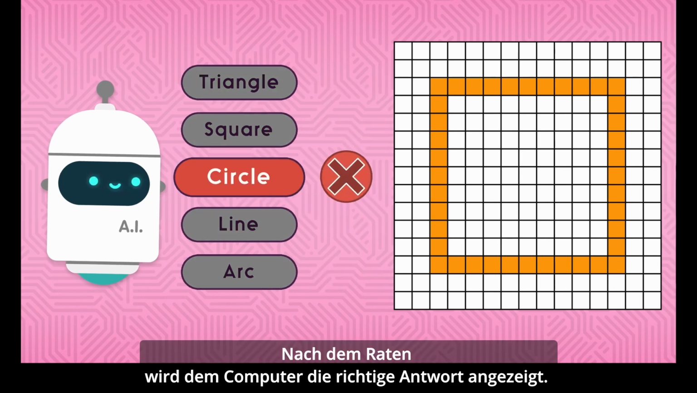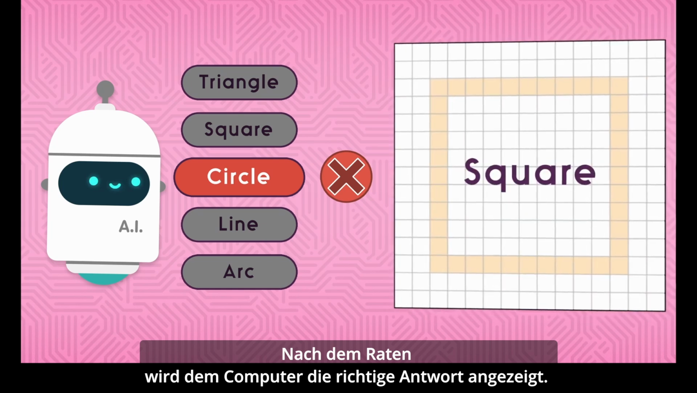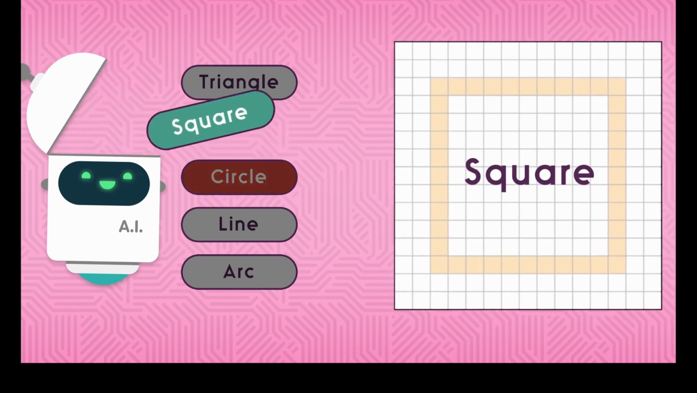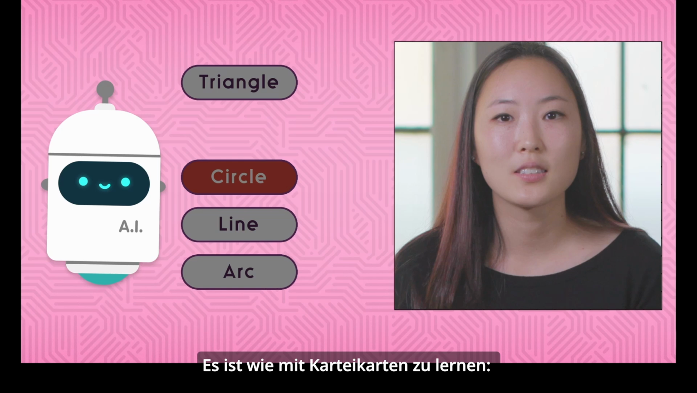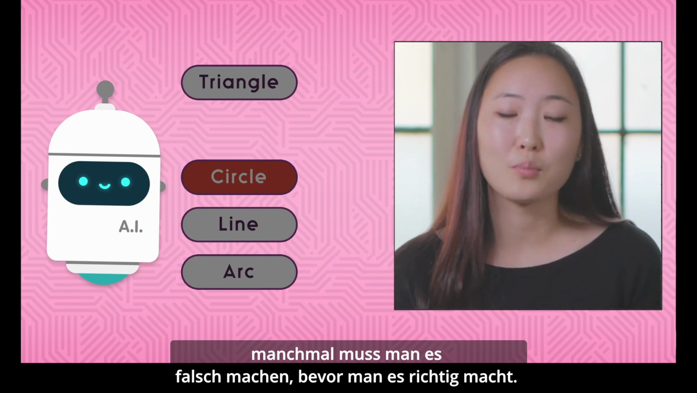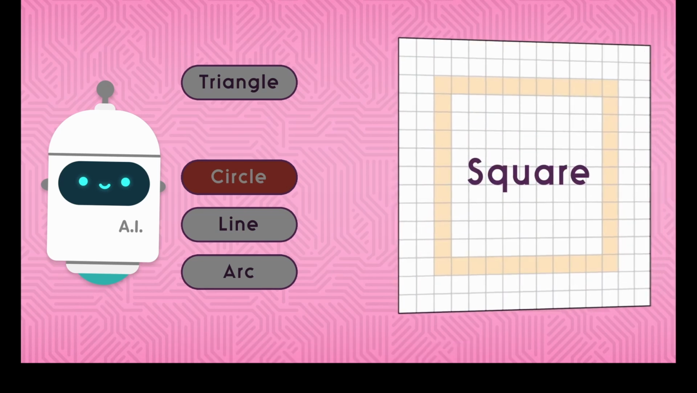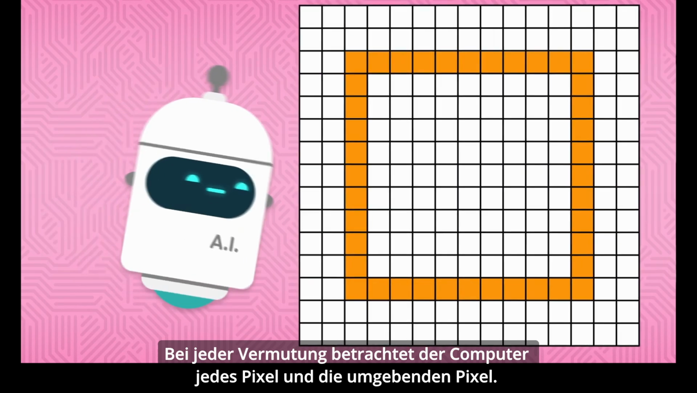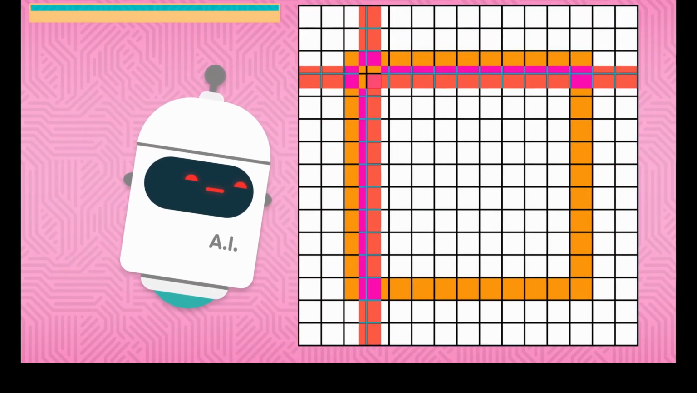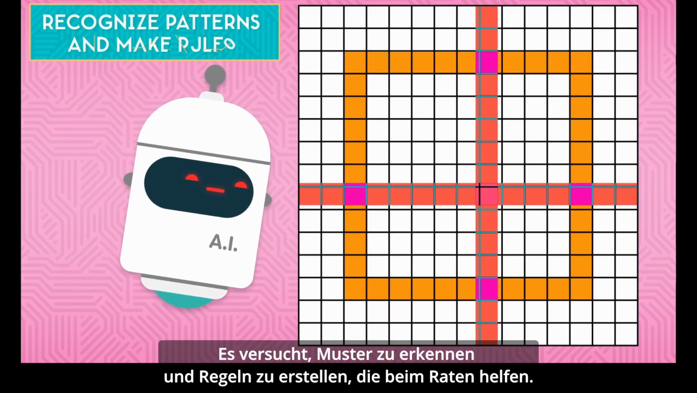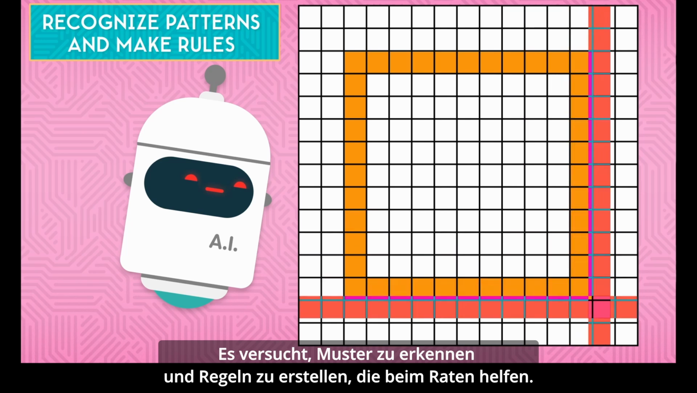After it makes a guess, the computer is shown the correct answer. It's like learning with flashcards. Sometimes you have to get it wrong before you get it right. With every guess, the computer looks at each pixel and the surrounding pixels. It tries to recognize patterns and make rules to help it guess.